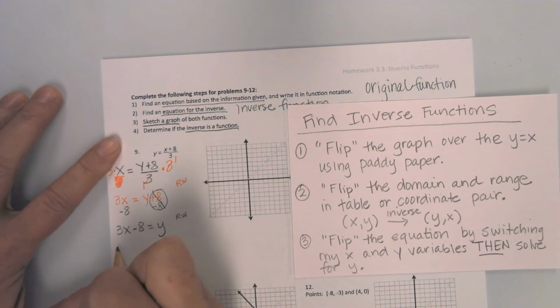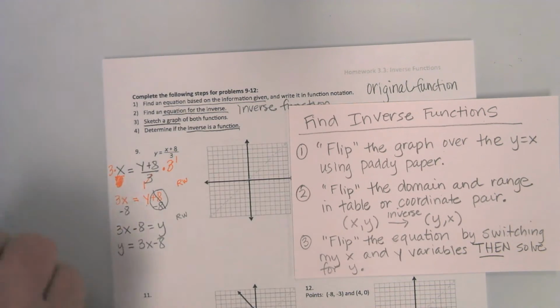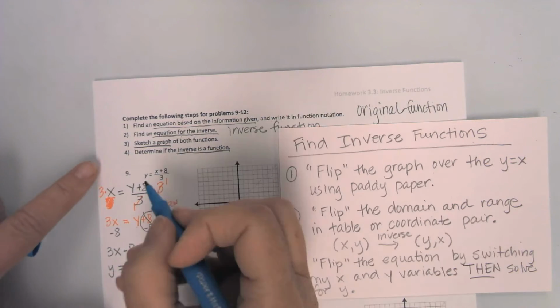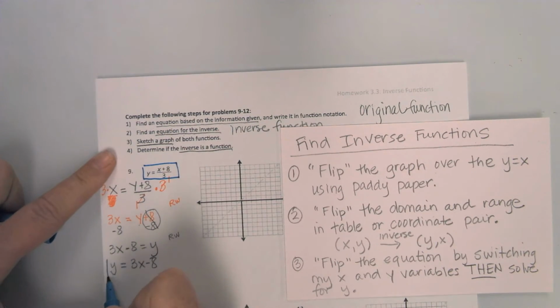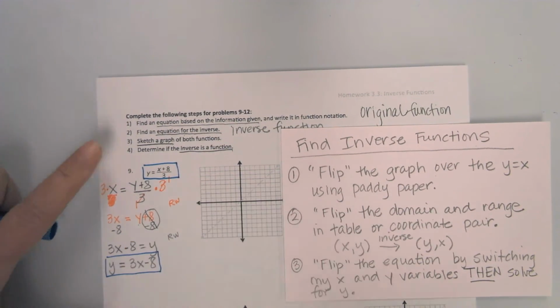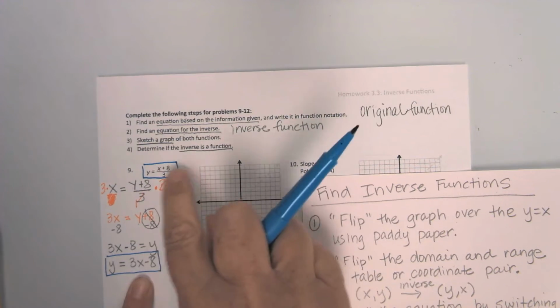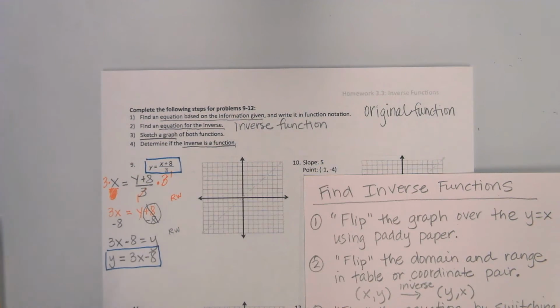Now, as a mathematician, I prefer to see it as y equals 3x minus 8, because I know how to graph that. I also notice that I have my first original function. Oh, no, wait a minute. This is my original function. I have found my inverse. There we go. I have found my inverse. So I have done the first 2 steps. I have my original function, and I have my inverse function. Now I need to sketch them both.